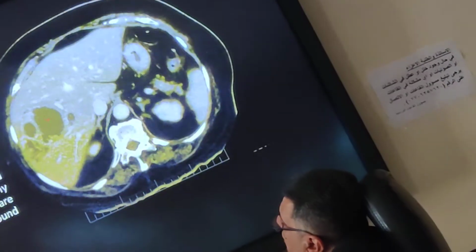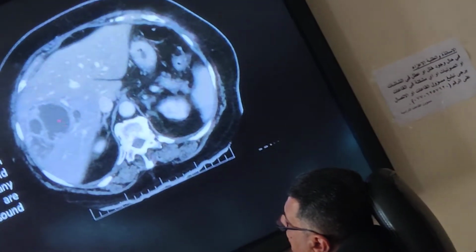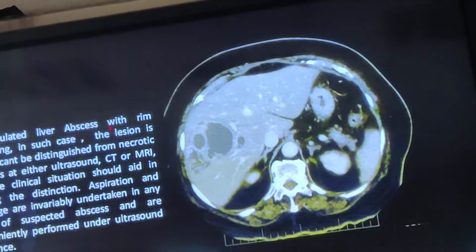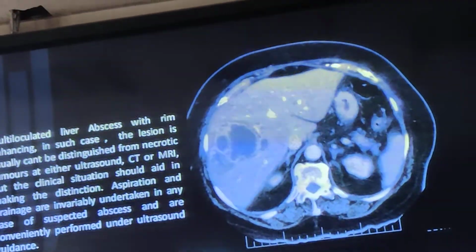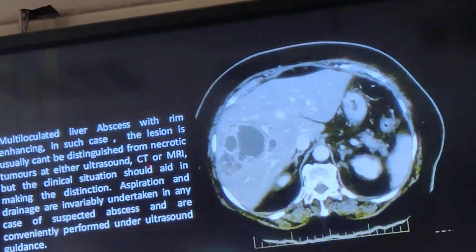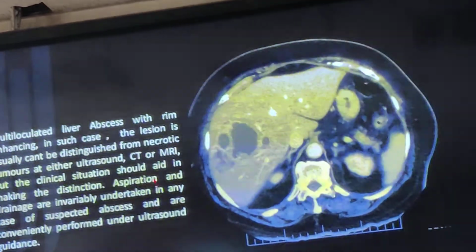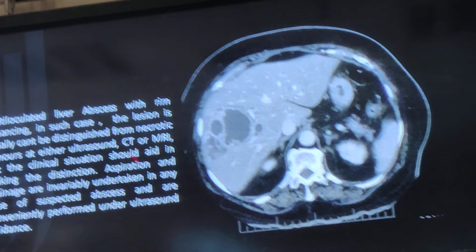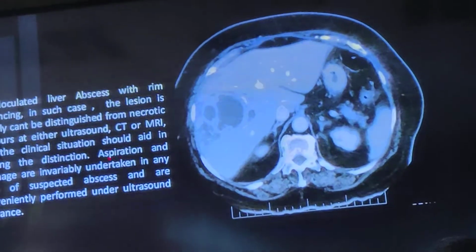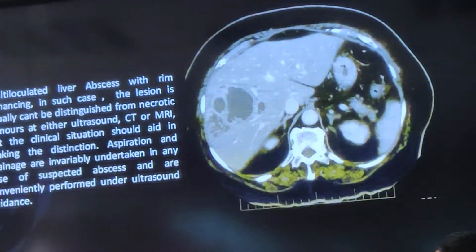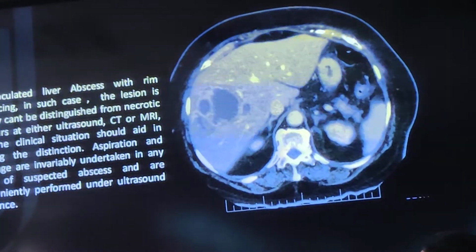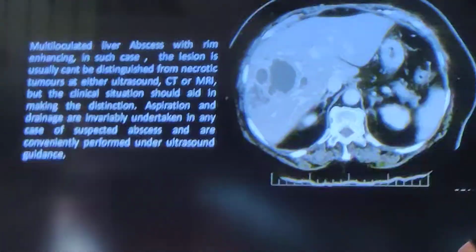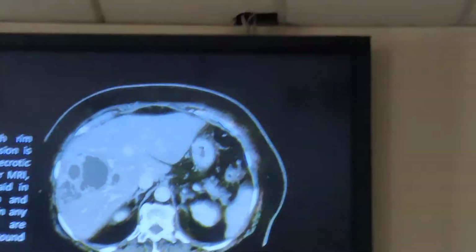هذا multiloculated liver abscess with rim enhancing. The lesion usually cannot be distinguished from the tumor either on the ultrasound nor on the CT and MRI, but the clinical features can be distinguishing between the abscess and the necrotic tumors. Aspiration sometimes usually separate the abscess under the ultrasound guidance. يعني under the ultrasound نقدر نسحب منه ونconfirm the diagnosis. Okay. Under the ultrasound guidance.